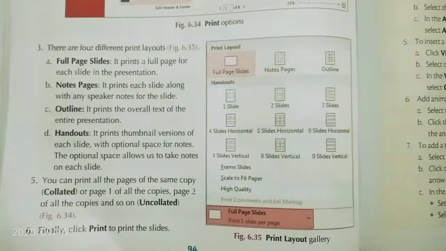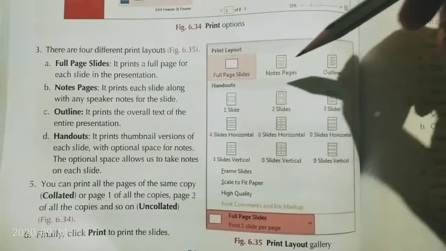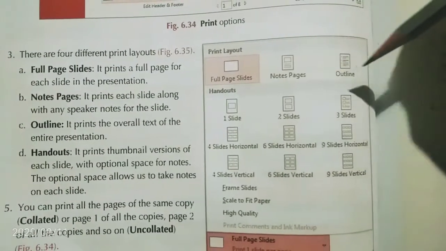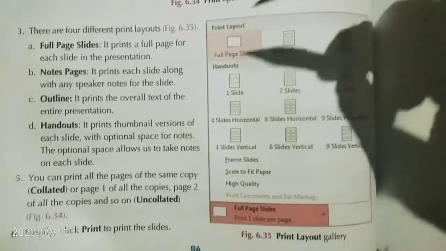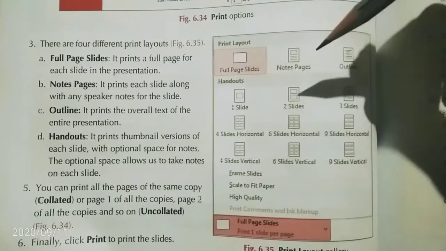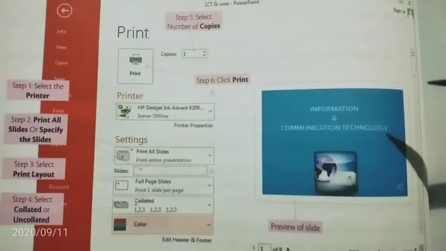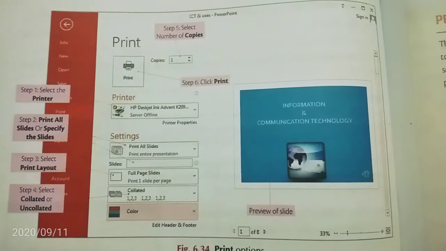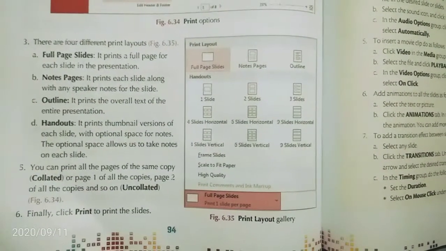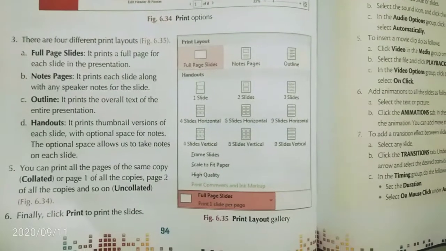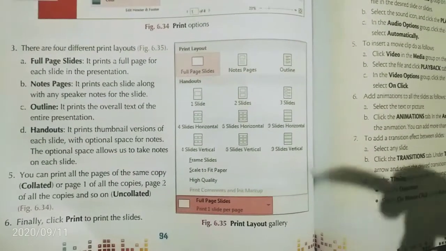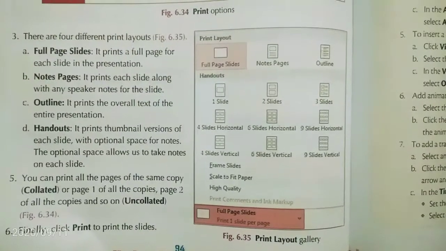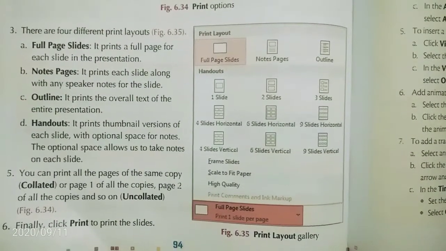There is a print layout gallery, that means which page you want, what type of page: full page slide, notes page, outline, all these things are given here. This is not necessary all the time. This is the normal setting so that you can print your slide. You will see the practical things of all this that I have just explained. Now I will show all the practicals on the computer, right?